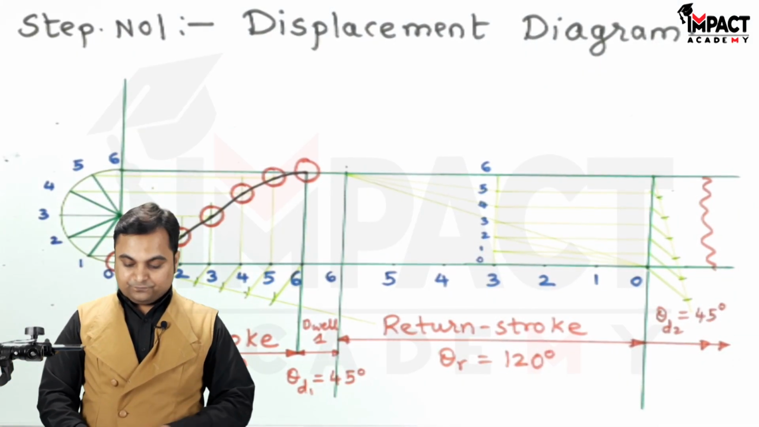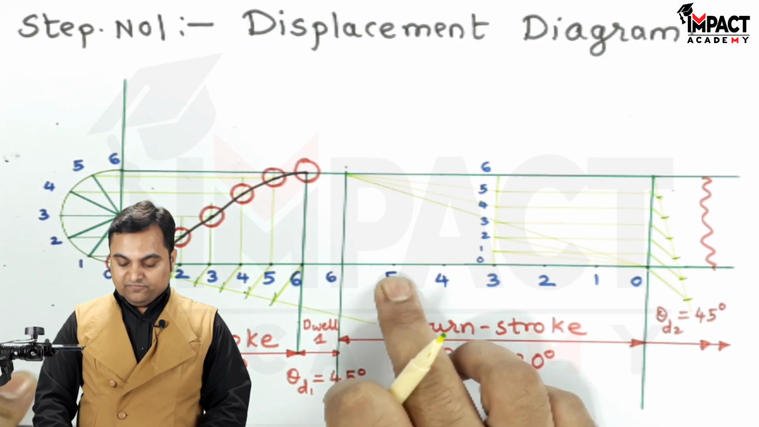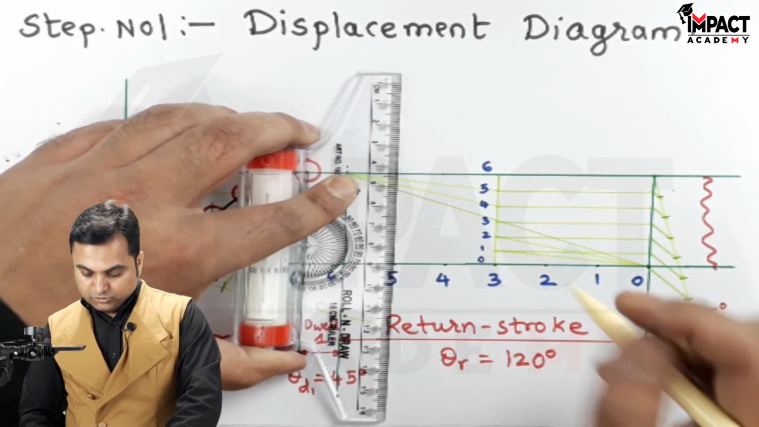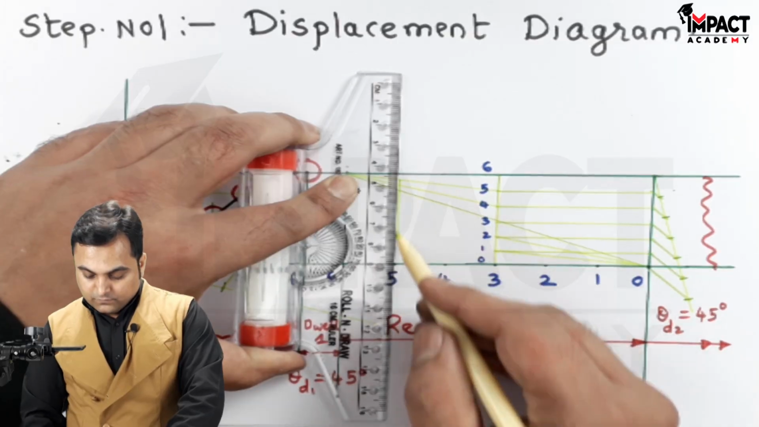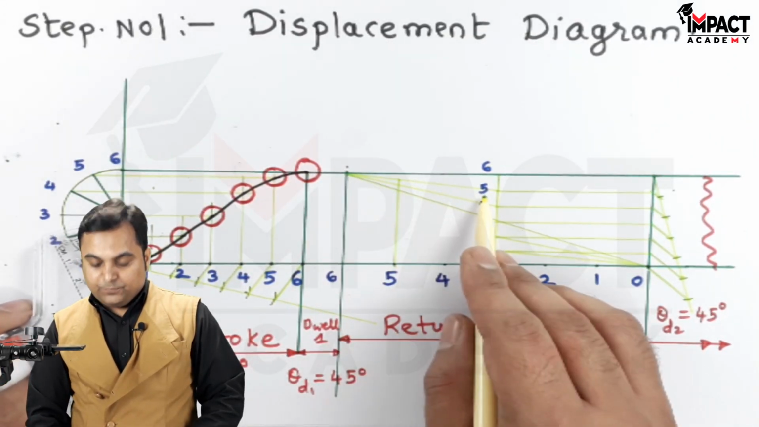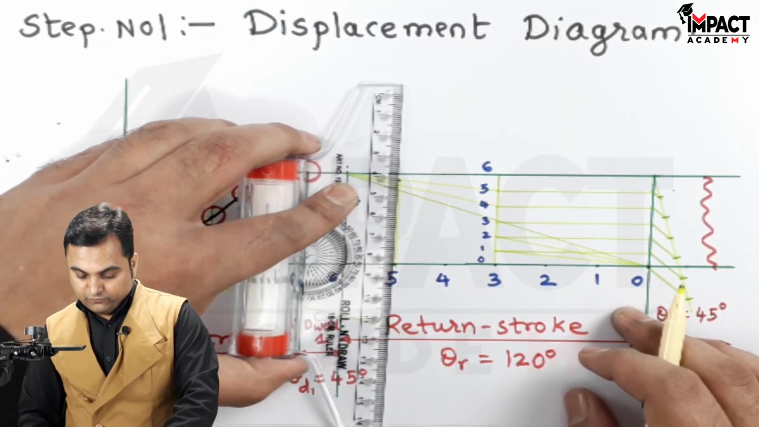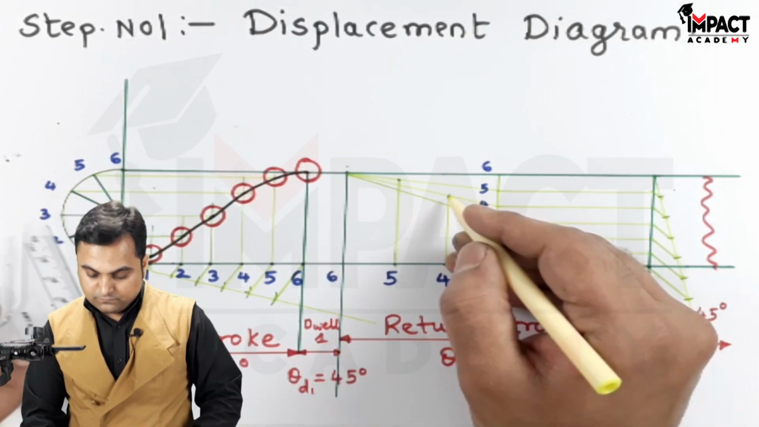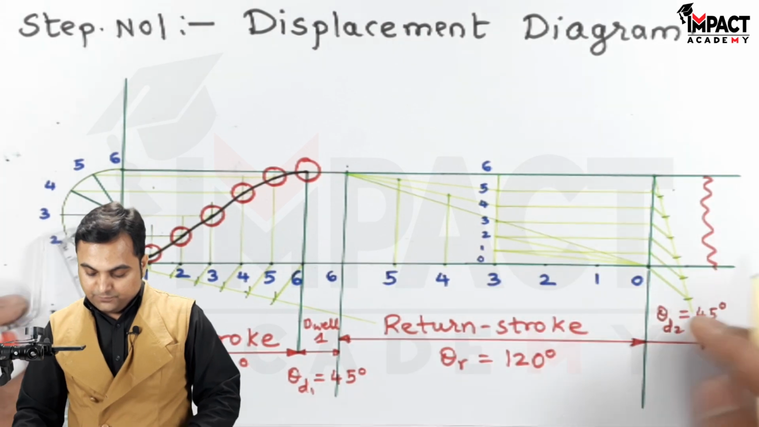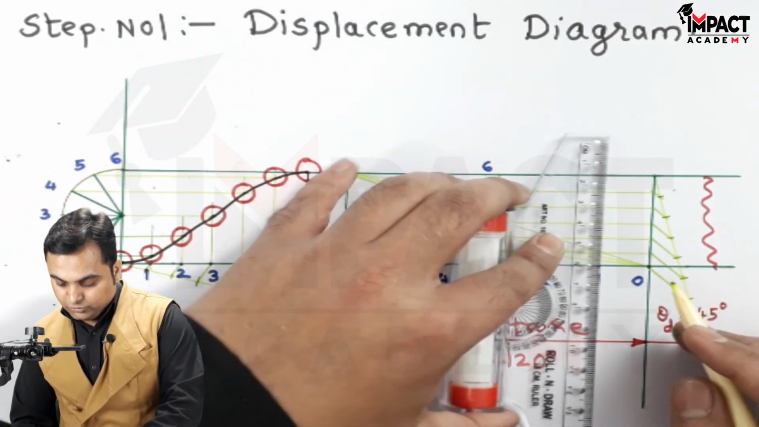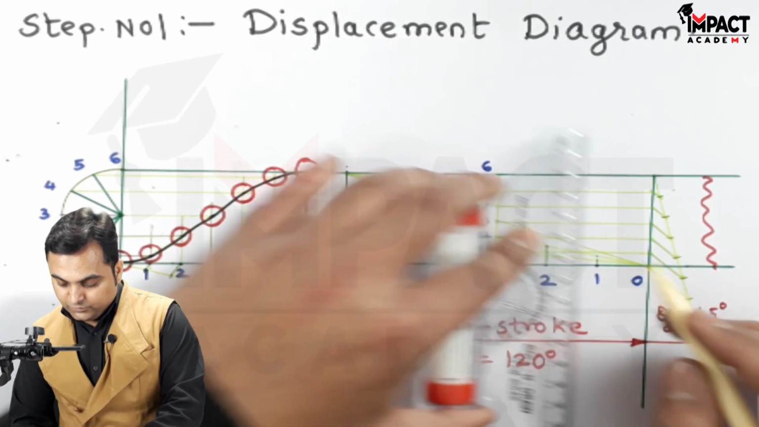And now this point number 5 would be projected up onto this diagonal which is connecting point 5. So here I am getting a point. Next, for 4, then we have 3 at the midpoint, point number 2, and finally point 1.